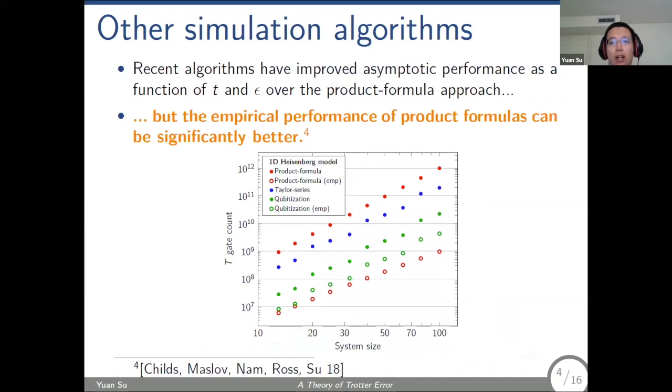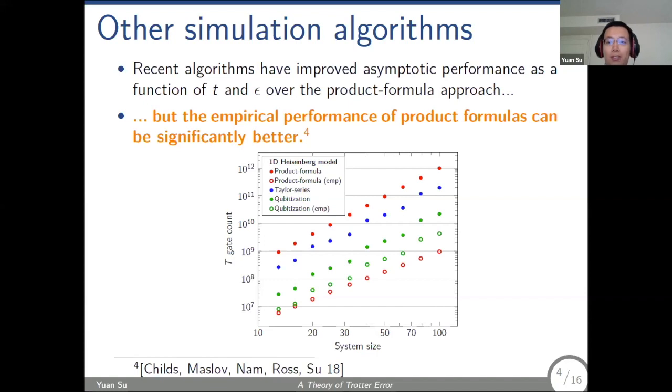It has a very large gate complexity. But if you actually throw in all the empirical estimation into this picture, you find that product formula becomes the best one. So it has at least a gate count. Well, there's a significant gap between what we can prove for the product formula and its actual performance. So this is something that we need to further understand.